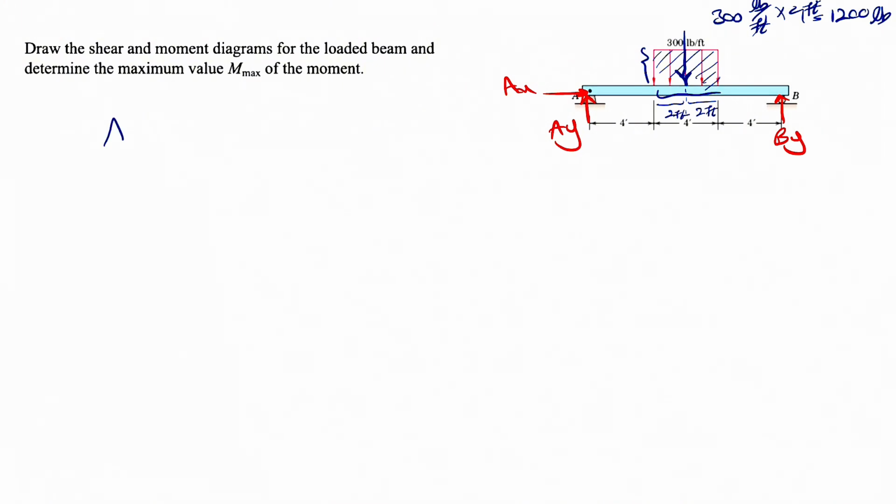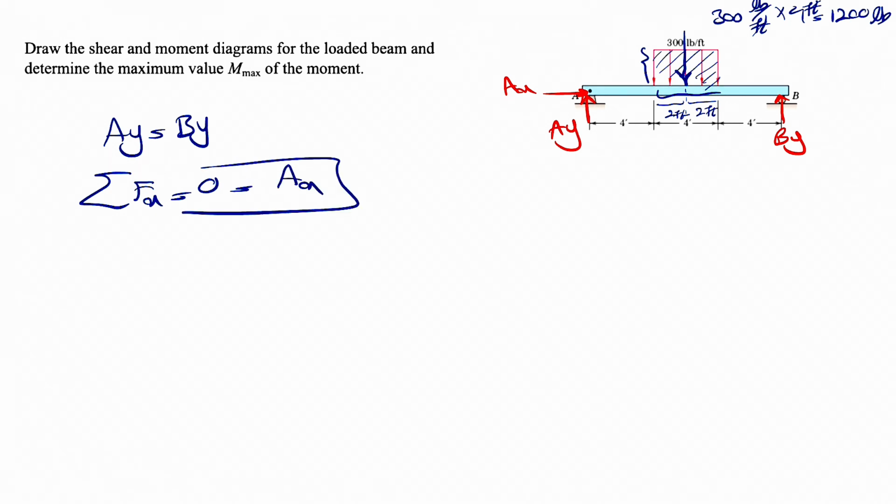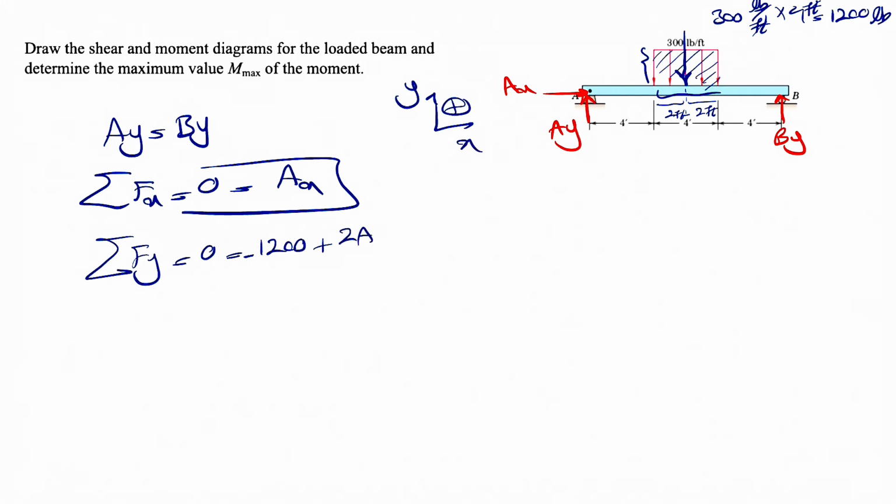Again, because of the symmetry, AY is equal to BY, and if we use our equilibrium equations, the sum of all forces in X equals 0, we can figure out that AX is also 0. Then the sum of all forces in Y direction equals 0, which would be 1200 downward, so negative, plus 2AY or 2BY is equal to 0. So AY is the same as BY, which is 1200 divided by 2, or 600 pounds.